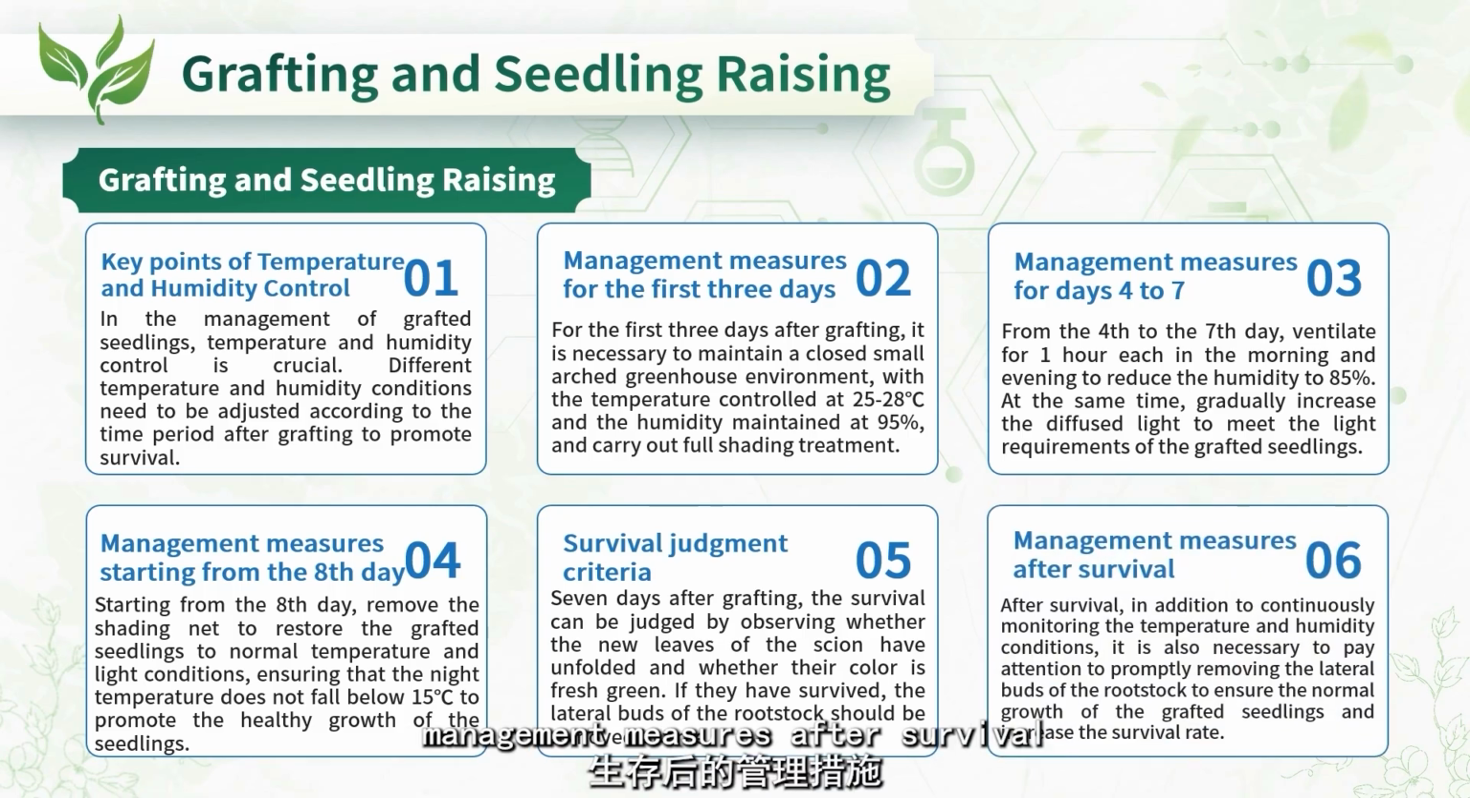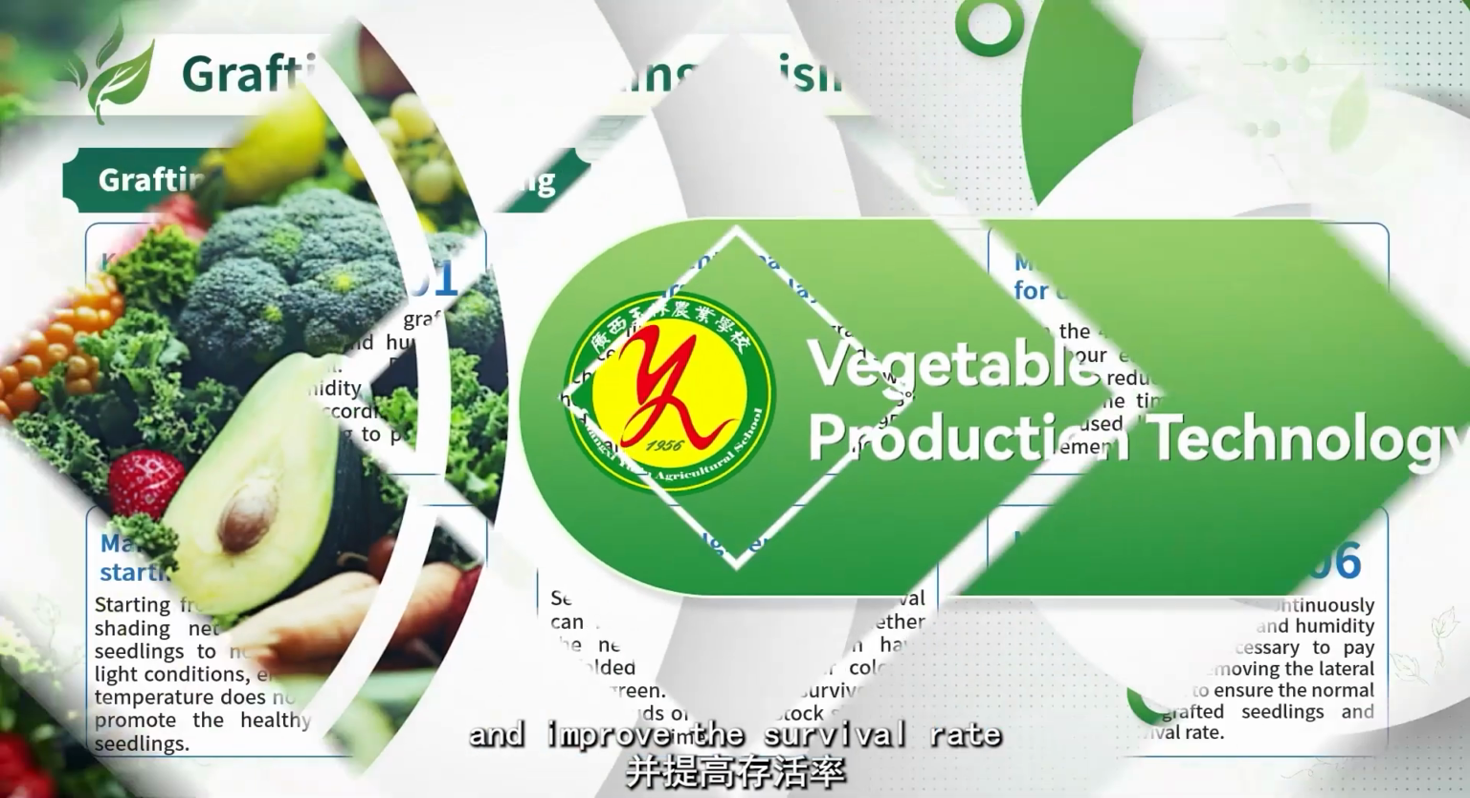Management measures after survival. In addition to continuing to monitor temperature and humidity conditions, it is also necessary to pay attention to timely removal of rootstock lateral buds to ensure the normal growth of grafted seedlings and improve the survival rate.